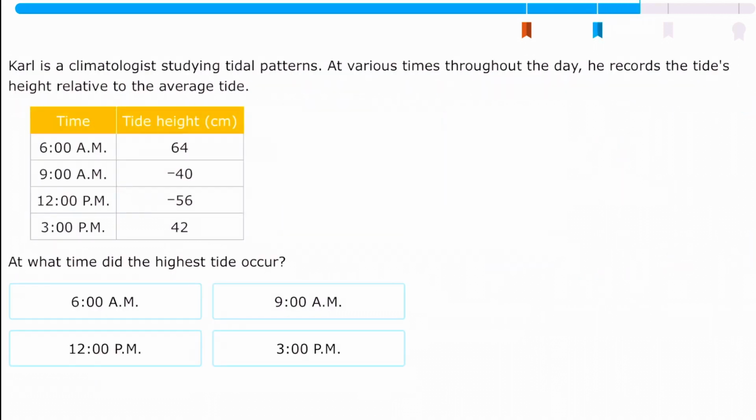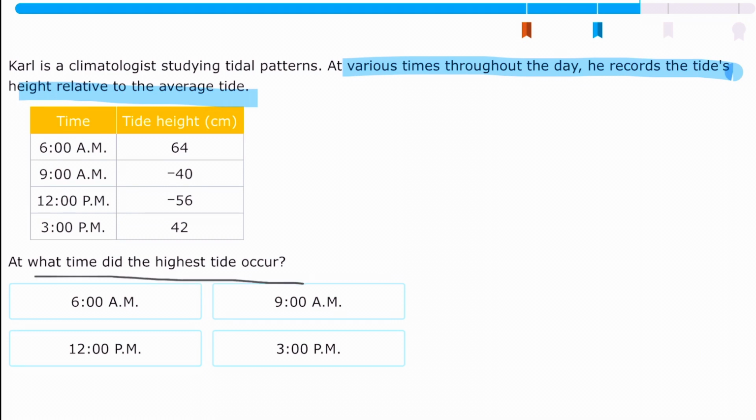Now for our fifth and final question. Carl is a climatologist studying tidal patterns. At various times throughout the day, he records the tide's height relative to the average tide. At what time did the highest tide occur? Okay, so at various times throughout the day, he records the height. Okay, and I'll underline the question. So, at what time did the highest tide occur?